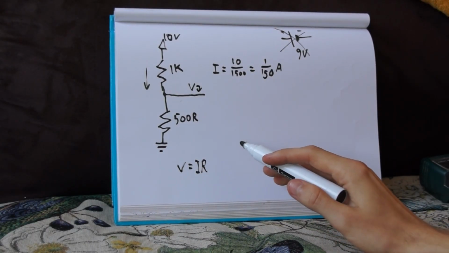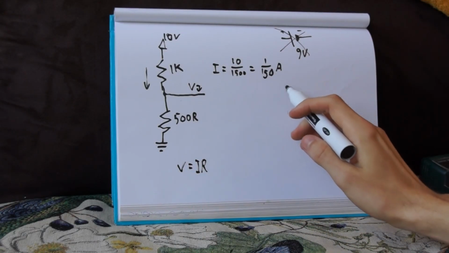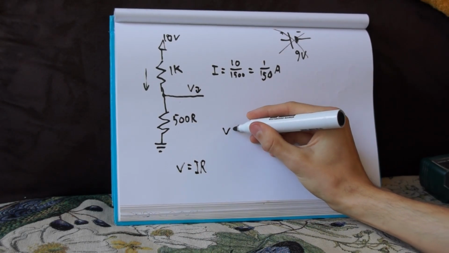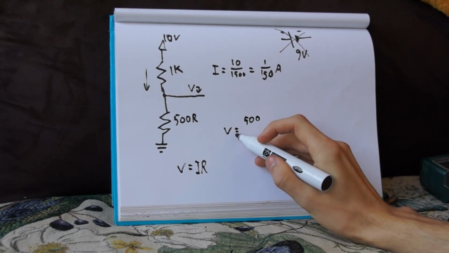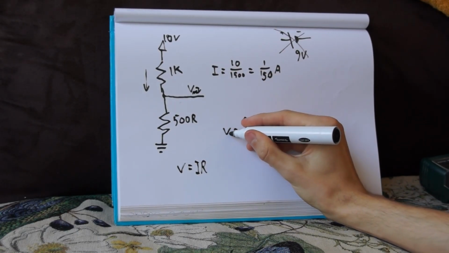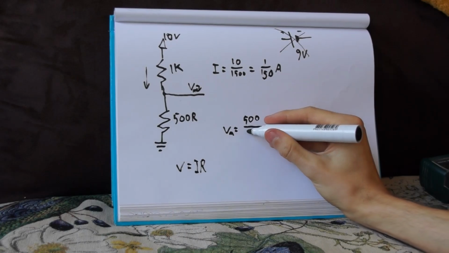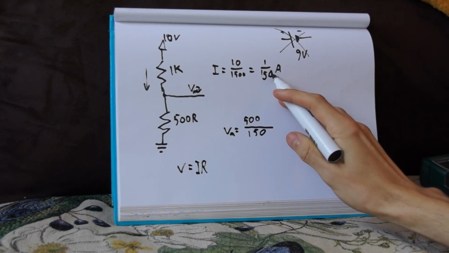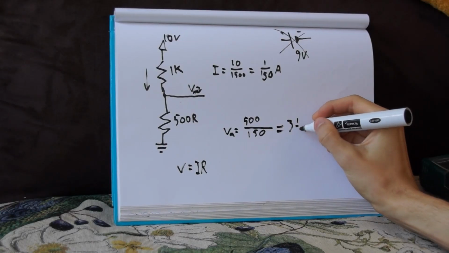We can calculate it by using Ohm's law on this 500 ohms resistor and using the total current. So our voltage, and here I mean this voltage in the middle, let's call it Vm, is 500 divided by 150, multiplying this and this. And that's going to be 3 1/3 volts.